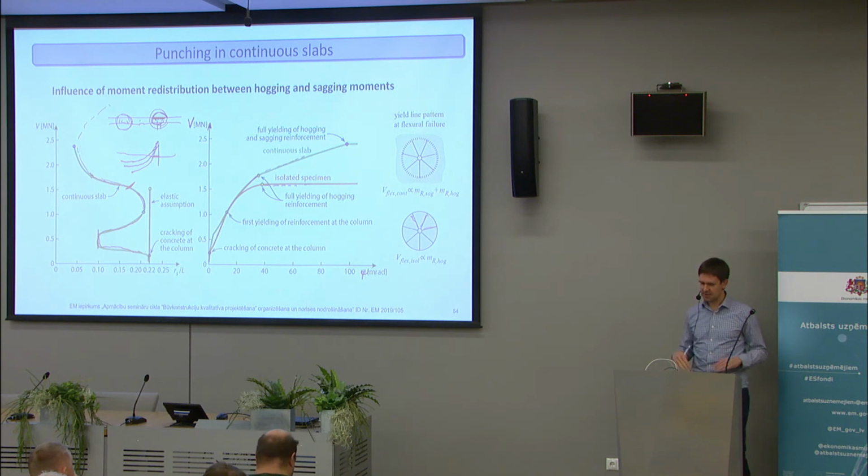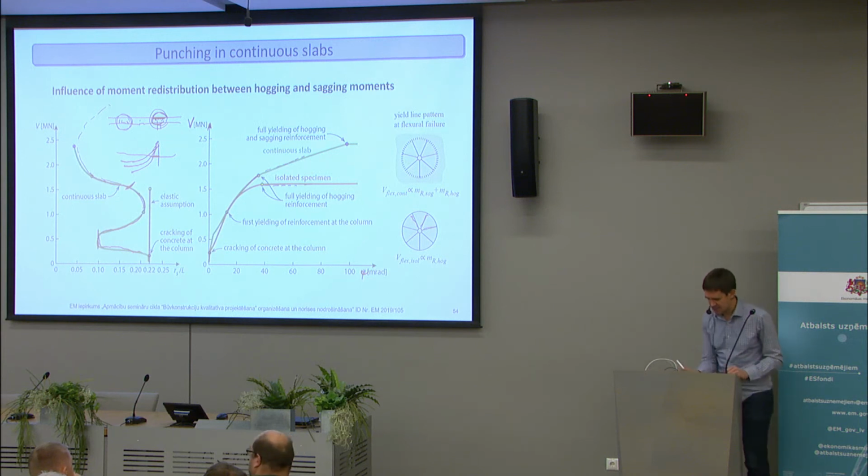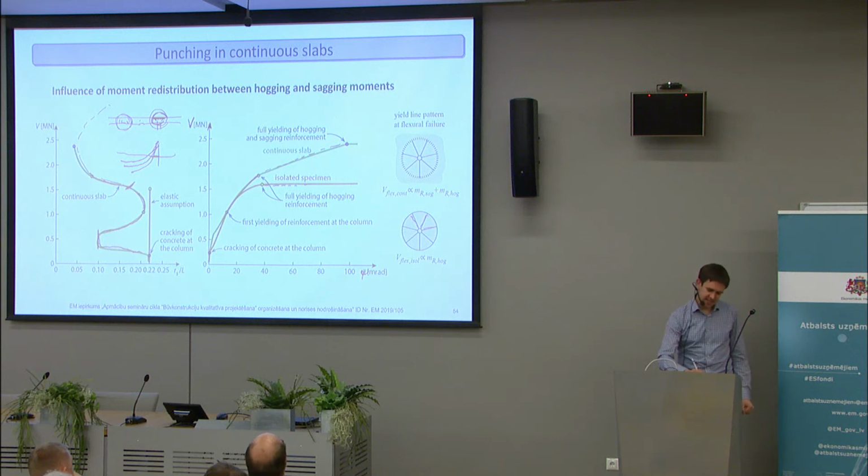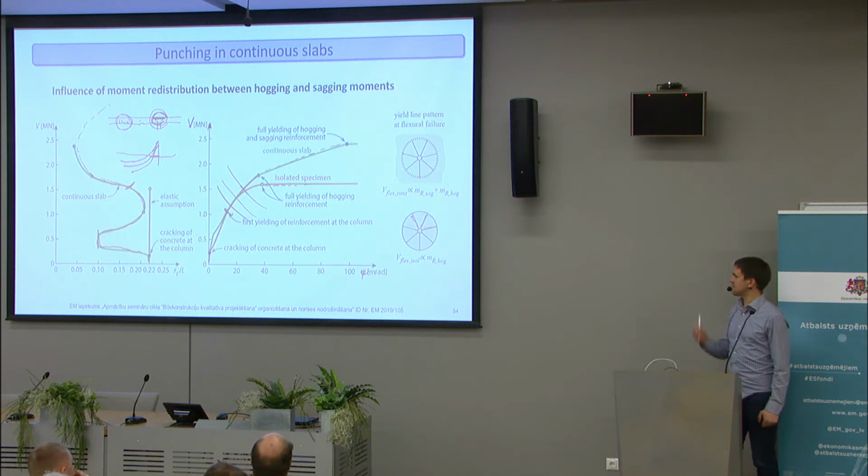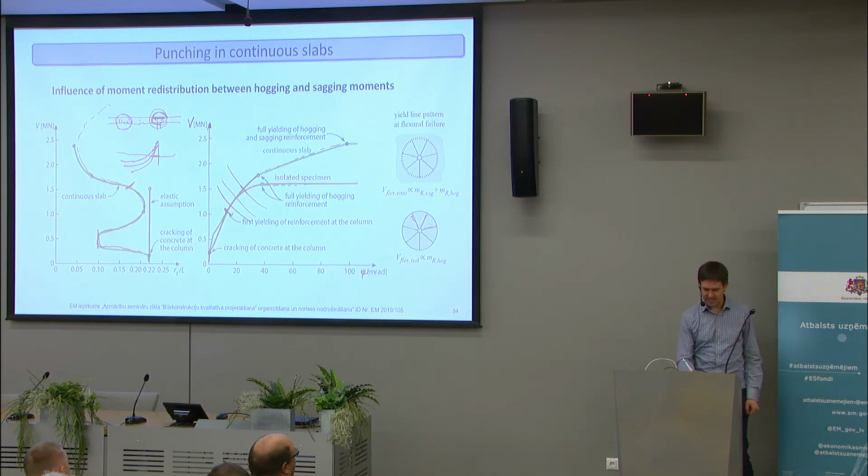The Americans like to call it hogging and sagging part. Hogging part is the negative moment on top of the column, and sagging part is in midspan. So we can actually go much higher. Now when we are doing punching tests without shear reinforcement, most of the slabs fail somewhere in here. So for slabs without shear reinforcement, it seems that the isolated slabs work just fine.